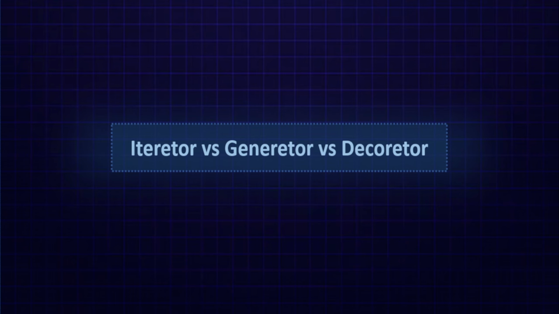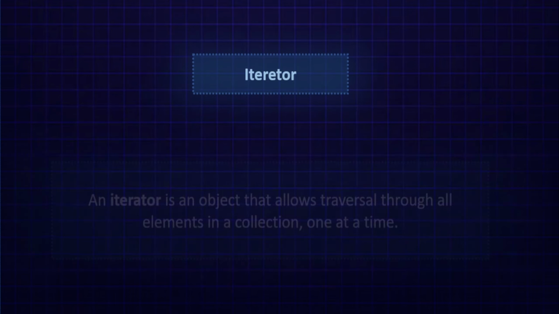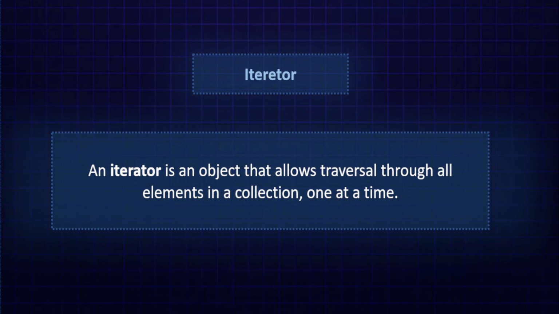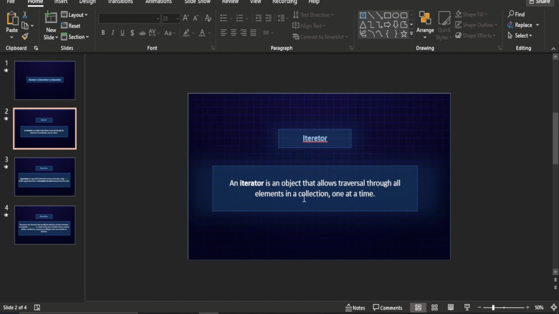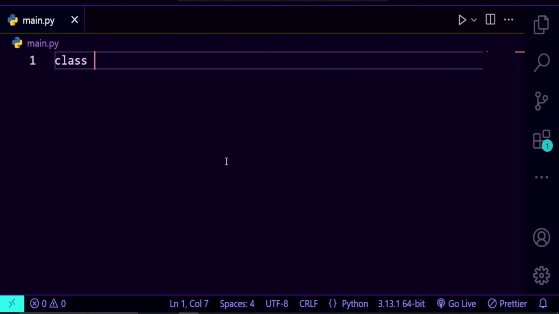Okay, what is an iterator? An iterator is an object that allows traversal through all the elements in a collection one at a time. I have an example. Don't worry, I'll make you understand through examples one by one. First I will create a class, MyIterator.